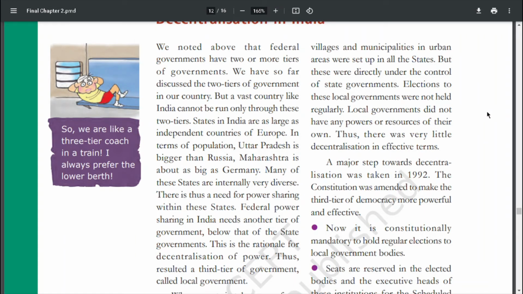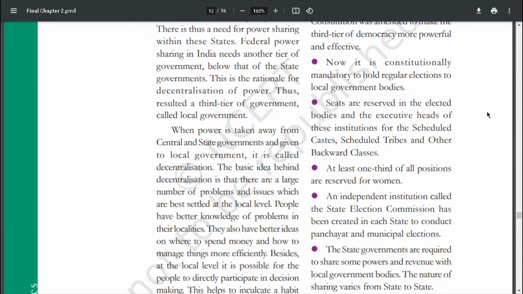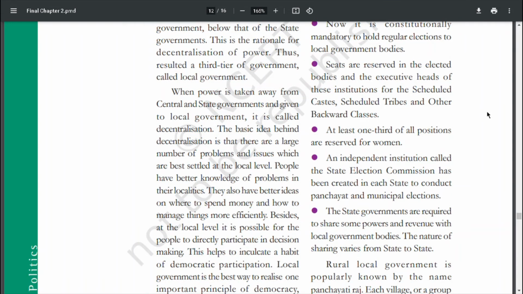Many of these states are internally very diverse. There is thus a need for power sharing within these states. Federal power sharing in India needs another tier of government, below that of the state governments. This is the rationale for decentralization of power, and thus resulted a third tier of government called local government. When power is taken away from central and state governments and given to the local government, it is called decentralization.